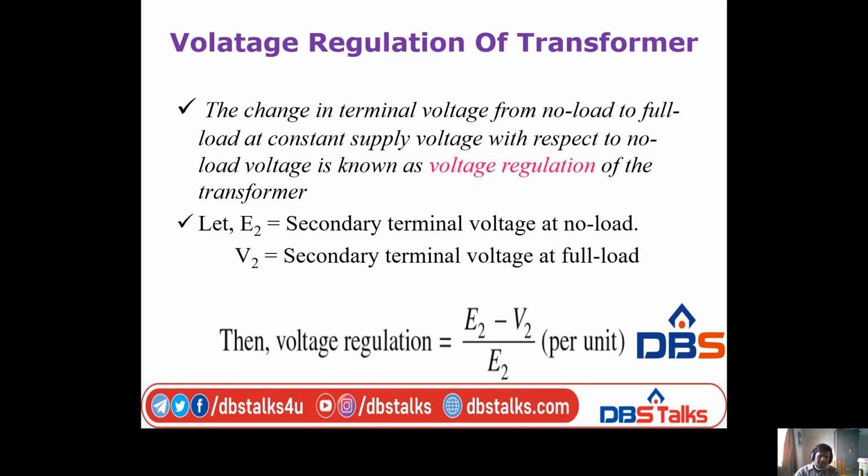When discussing the performance of a transformer, the voltage regulation value should be as low as possible, whereas the efficiency should be as high as possible, then the transformer works efficiently. From the voltage regulation point of view, the voltage regulation of a transformer should be as low as possible, that is below 10%. Then we can say that the given transformer may work efficiently.